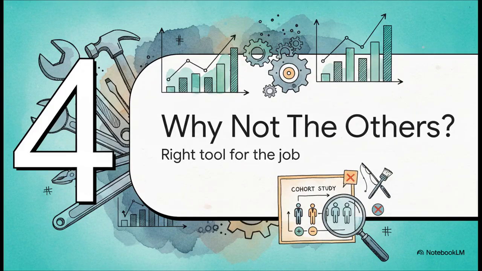And you know, a great way to understand why relative risk is the right answer is to look at why the others aren't. Think of it like a toolbox. You wouldn't use a hammer to saw a piece of wood, right? Same thing in statistics. Every tool has its specific job. Let's see what the other tools are for.